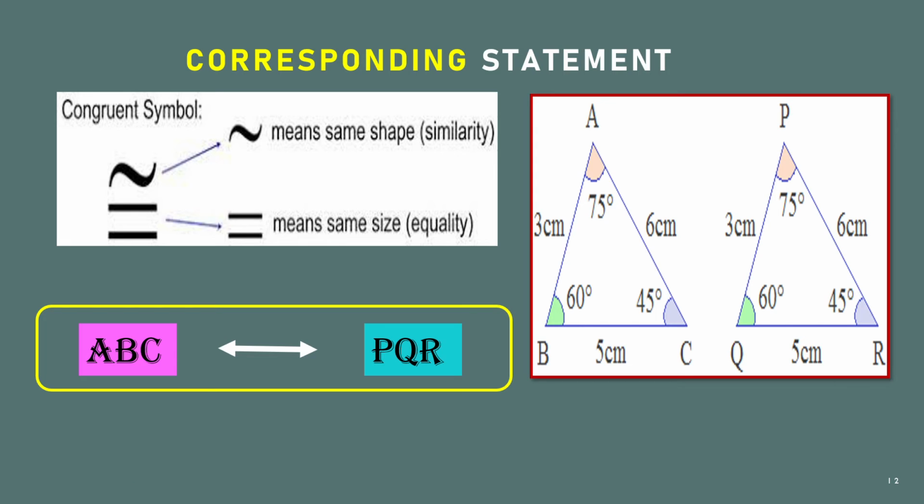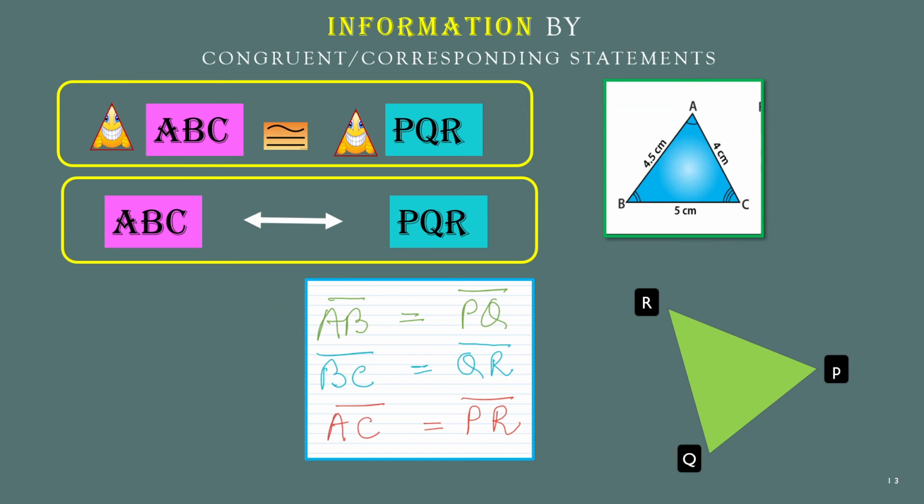And if you have understood this, that means you are able to solve all the basic questions on the corresponding parts of triangles, the information given by the congruent and corresponding statement. So if you know this, then even if you don't have the figure in front of you, you can tell me which angle is equal to which angle of the other triangle, if there are two or more triangles, and which side is equal.